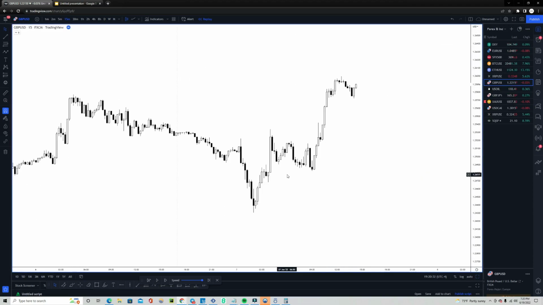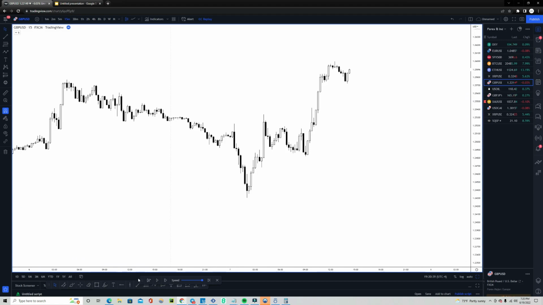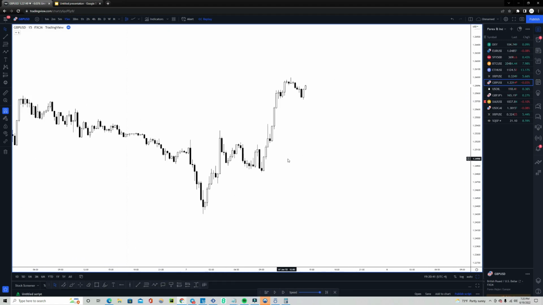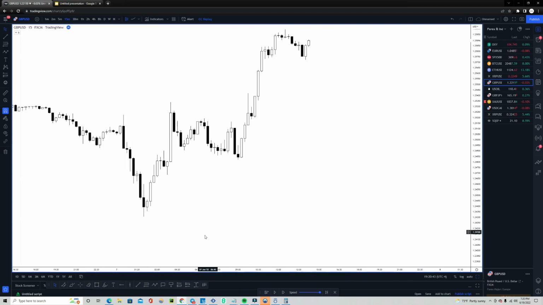Okay guys, so I'm going to go over a minor impulsive leg example and a full impulsive leg on the chart. I actually found a perfect example on GBP/USD, and I'm going to show you guys exactly what I mean by this.